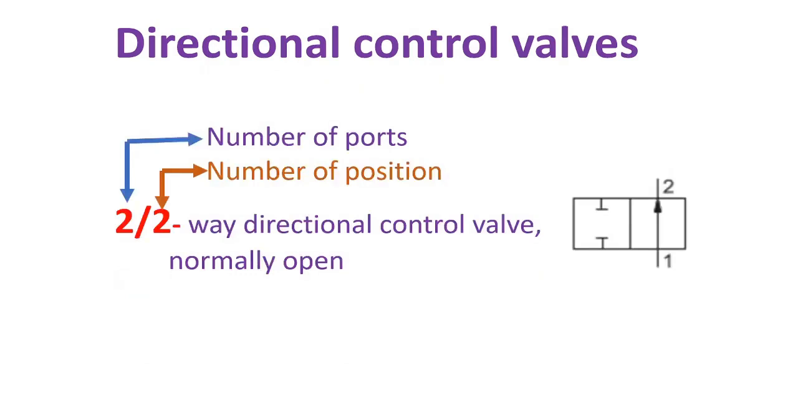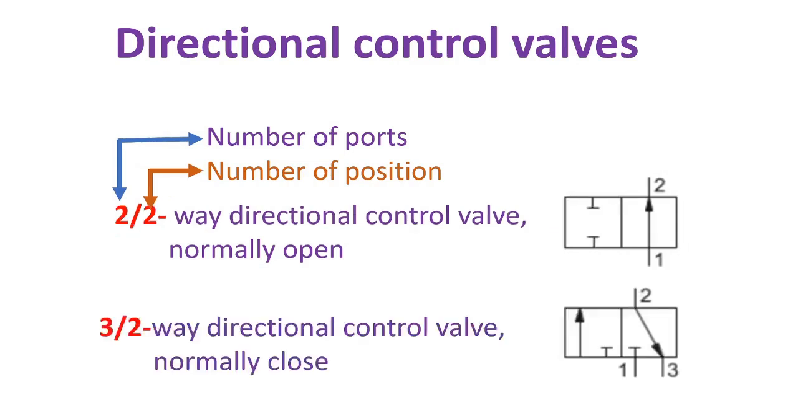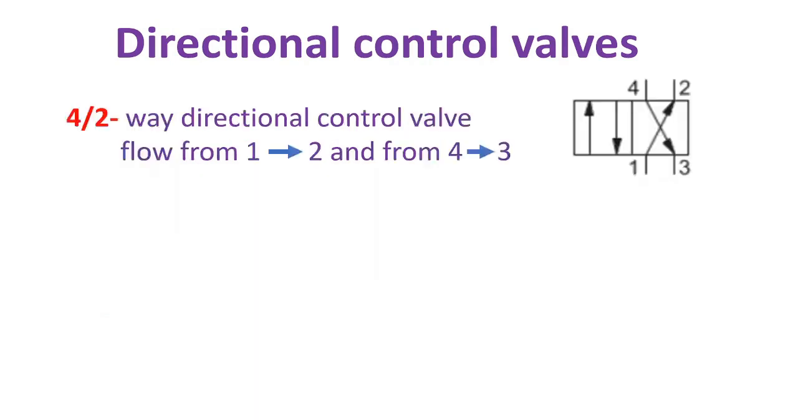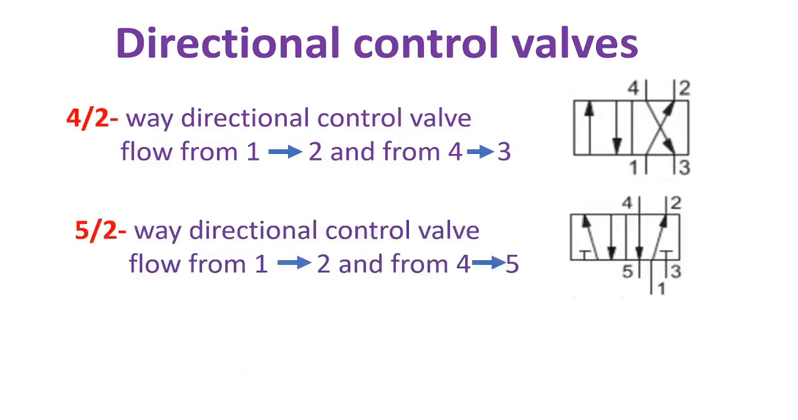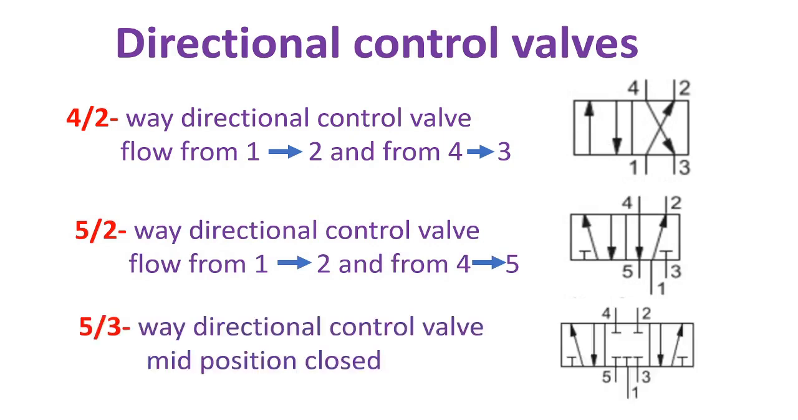This is one example of directional control valves. The first number represents the number of ports, and the second number represents the number of positions. This valve is a 2/2-way directional control valve, normally open. The next one is a 3/2-way directional control valve, normally closed. The next one is a 4/2-way directional control valve, flow from 1 to 2 and from 4 to 3. The next one is a 5/2-way directional control valve, flow from 1 to 2 and from 4 to 5. Next, a 5/3-way directional control valve, mid position closed.